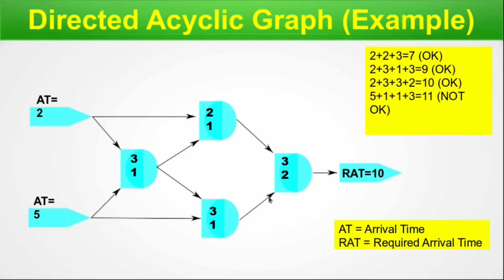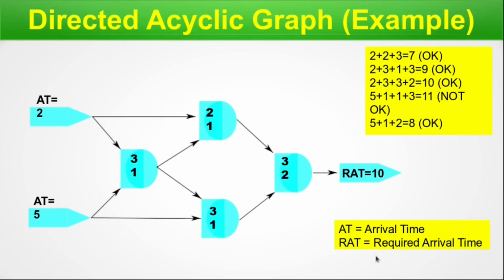The next one is 5 plus 1 plus 1 plus 3. This path is not okay. The next one is 5 plus 1 plus 2 is equal to 8, and this path is okay.